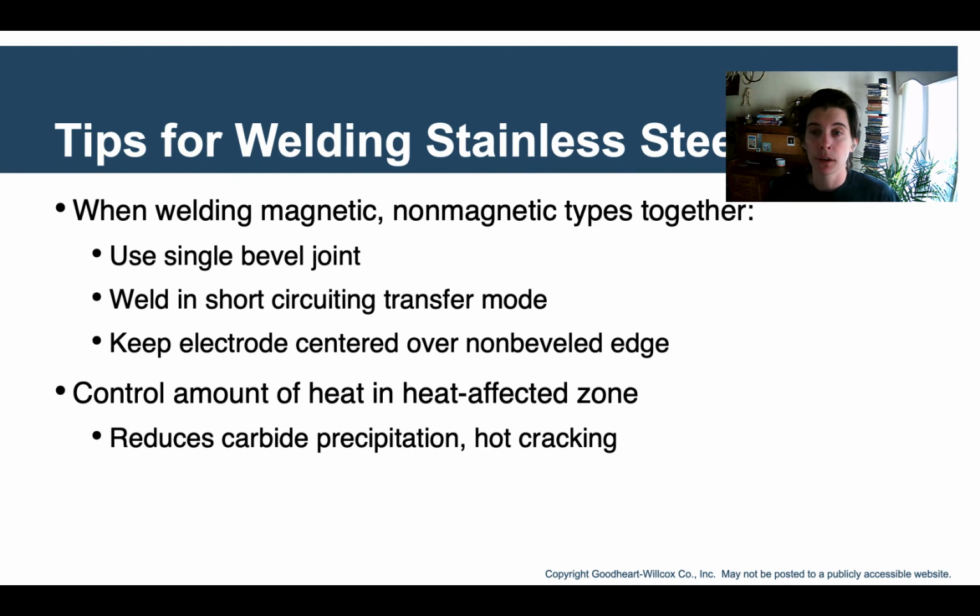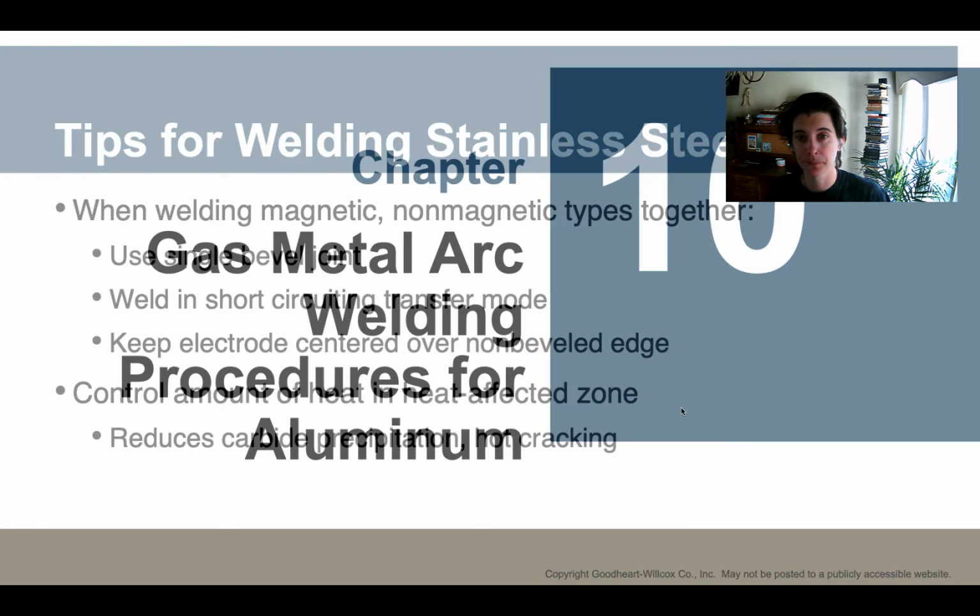If you're using magnetic and non-magnetic types, you want to use a single bevel joint, and you want to weld in short circuit transfer mode, and you want to keep the electrode over the non-beveled edge as you're welding it. Again, control the amount of heat in the heat affected zone. Anything you can do to control the amount of heat is good, to reduce the amount of heat rather.